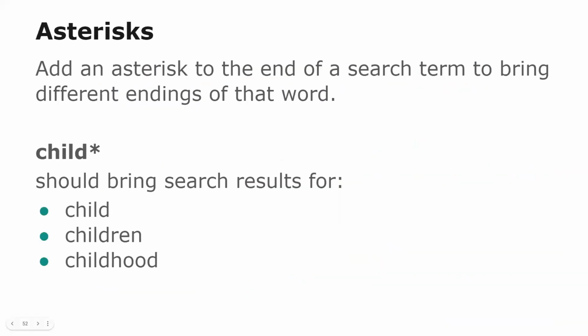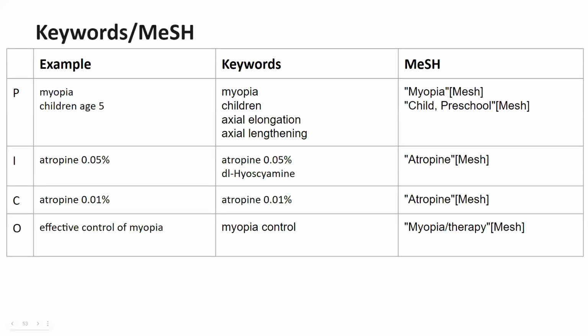The last thing you can do is add an asterisk to the end of a word to bring up results with any version of the word after that asterisk. So if I write child asterisk, I would get child or any word that started with the letters CHILD. So I'd get children or childhood in addition to child. It's not usually necessary to do this, but sometimes it can be useful, so keep it in mind.